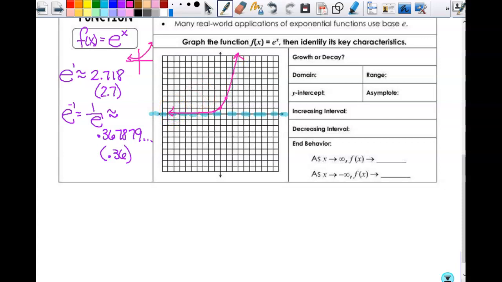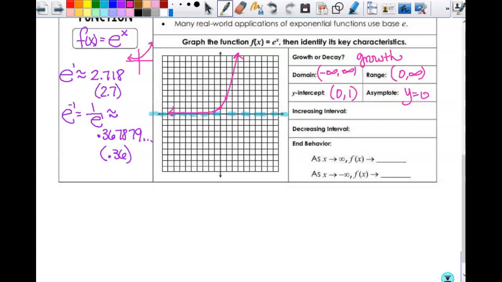Okay? So is this exponential growth or decay? Growth. And the domain, negative infinity to infinity. What's your range? 0 to infinity. Do I include 0? No. Do I know my y-intercept here? Oh, Lord, I hope so. 0, 1. Okay, my asymptote is y equals 0.